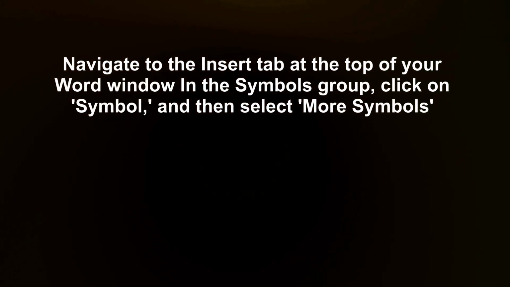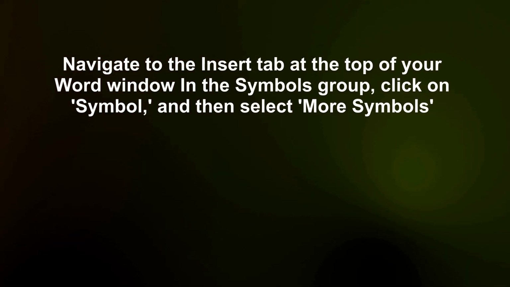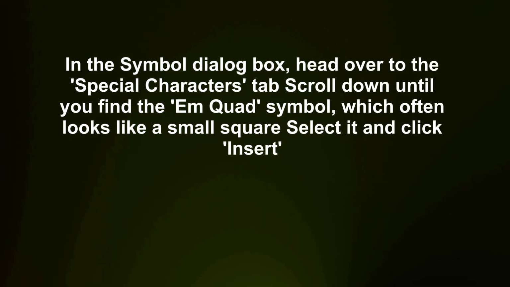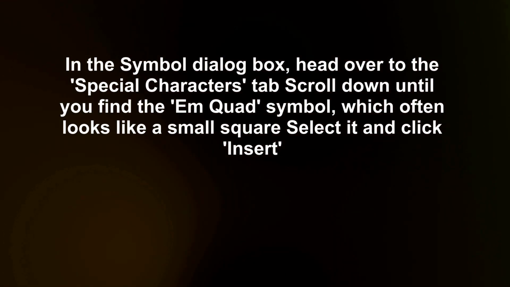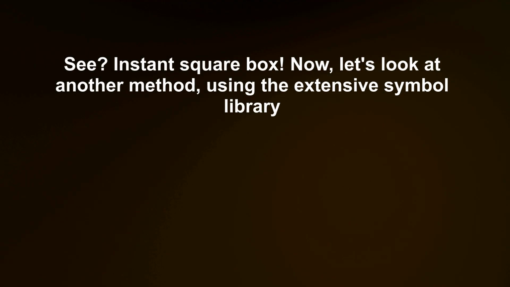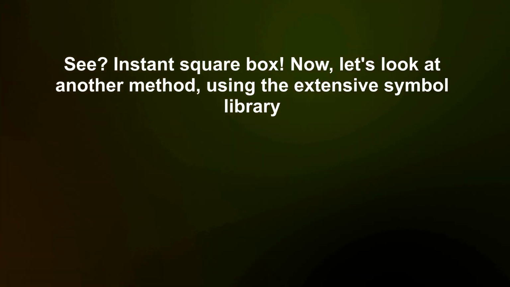Navigate to the Insert tab at the top of your Word window. In the Symbols group, click on Symbol, and then select More Symbols. In the Symbol dialog box, head over to the Special Characters tab, scroll down until you find the umquad symbol, which often looks like a small square. Select it and click Insert. See? Instant square box.